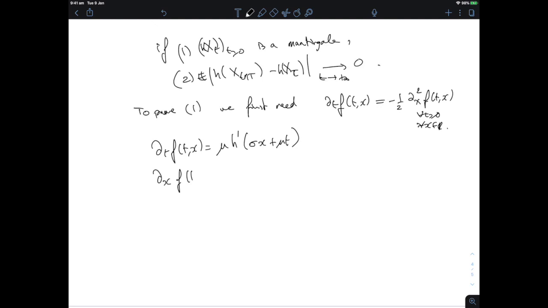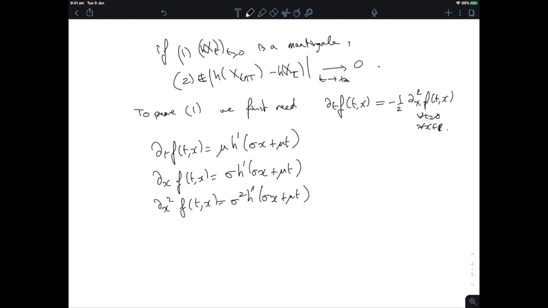And what is the x-derivative of f(t,x)? It is sigma times h prime of sigma x plus mu t. And what is the second x-derivative? It is sigma squared times h second of sigma x plus mu t. Okay, so I want to satisfy the PDE, the t-derivative of f equal to minus 1/2 of the second x-derivative of f, for all t and for all x.